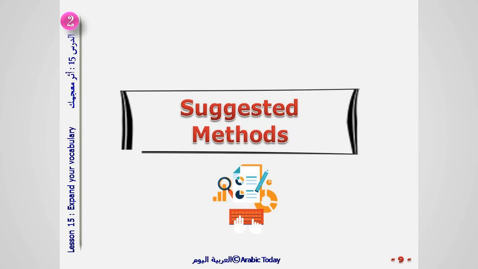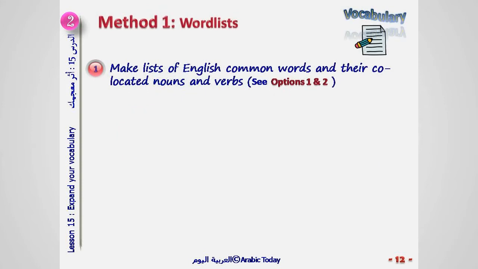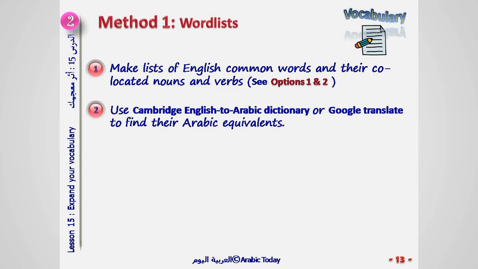Now that we have secured some free dictionaries, I suggest to you two methods to enrich your vocabulary. Method 1. Make lists of common words and use them in simple sentences. How? First, make lists of English common words and their collocated nouns and verbs. In the following, I will propose 2 options for making such lists. Then, use Cambridge English to Arabic Dictionary or Google Translate to find their Arabic equivalents.